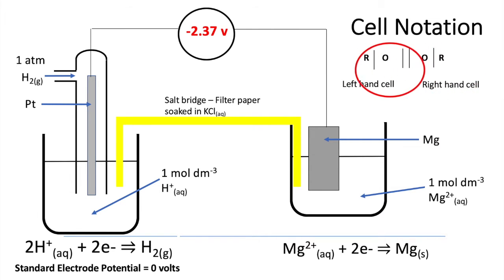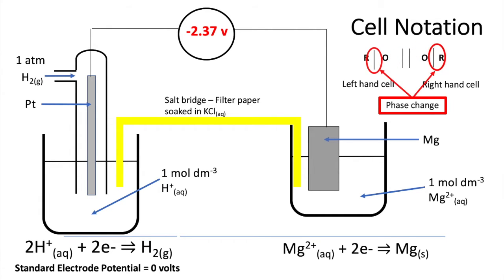In order to show this, and so I can explain to another reader how I've got to minus 2.37 volts, I use cell notation to show which electrode is on the left and which electrode is on the right. The left-hand electrode is written on the left-hand side, where R is the reduced species and O is the oxidized species. For the right-hand half cell, O is the oxidized species and R is the reduced species. The double line is a salt bridge, and these two single lines represent a phase change.